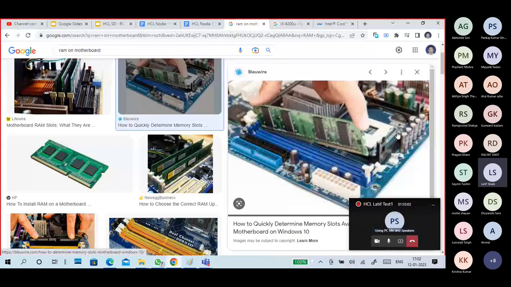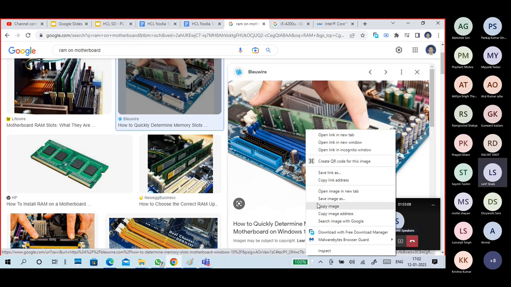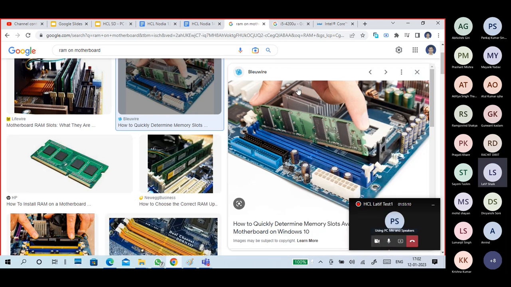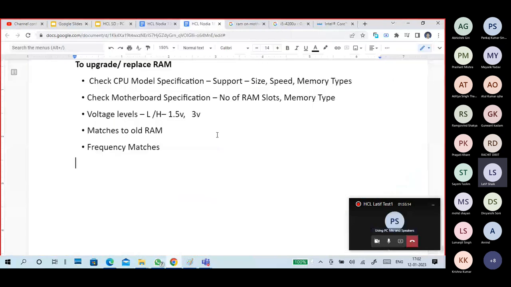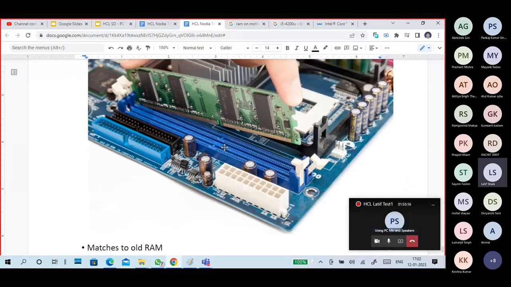Okay, guys, this is how RAM is. So how do people insert this RAM? This is how RAM looks, and these are the RAM slots. We insert the RAM into our RAM slots.